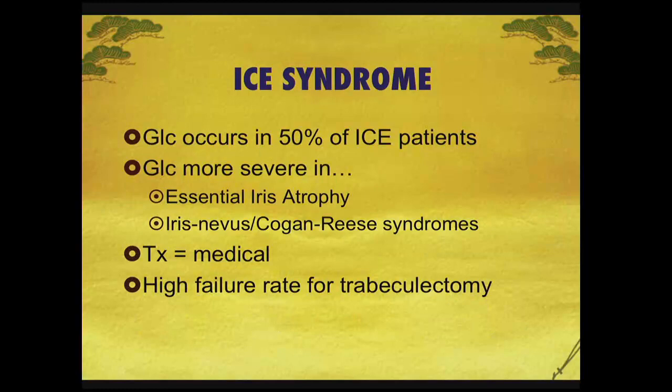Glaucoma does happen in about half of ICE patients. It's particularly severe in essential iris atrophy and in iris nevus or Cogan-Reese syndromes. The treatment is medical. If you do have to do surgery, you want to do a tube. The abnormal endothelium can grow over a trabeculectomy that's made, so that's not going to happen with a tube.